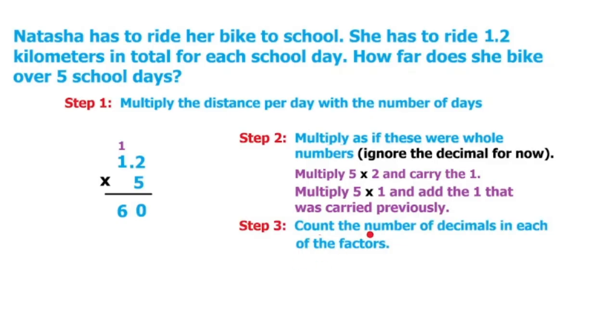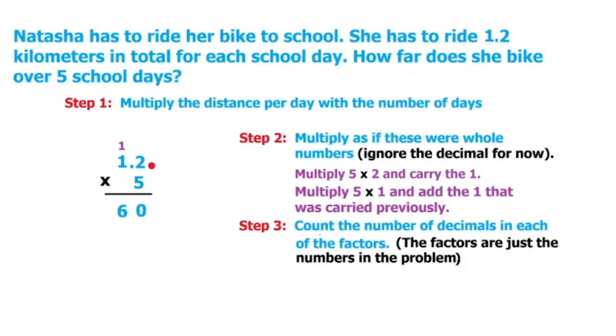Count the number of decimals in each of the factors. And the factors are just the numbers in the problem. Okay, so the two factors are 1.2 and 5. So how many decimals are there in these two numbers? There's only one decimal, this one, okay? There's only one number after the decimal. There is one decimal place in 1.2, okay?